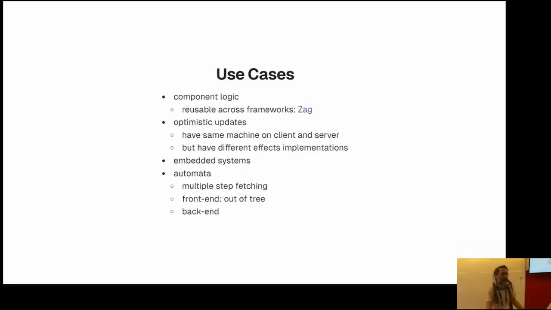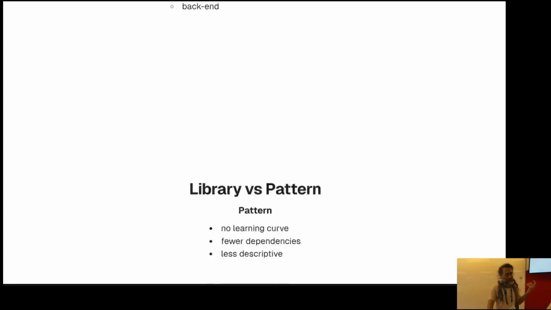Use cases are component logic. There's the Zag component framework. It's a component library that works in many frameworks. You have Vue, you have React. They abstract the logic of their multi-framework component into a state machine, and they consume the state machine differently in each and every framework. It's also used a lot in embedded systems.